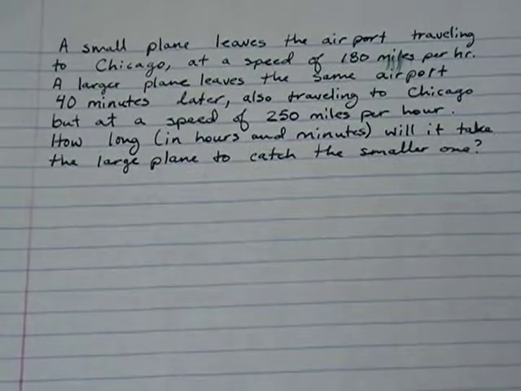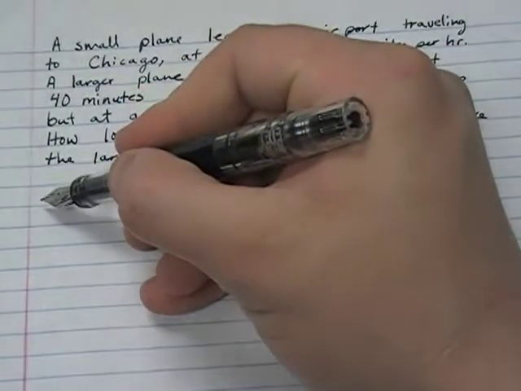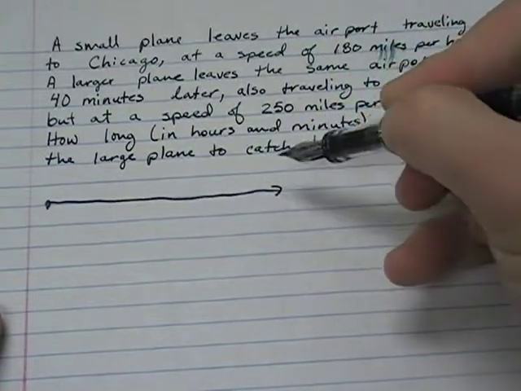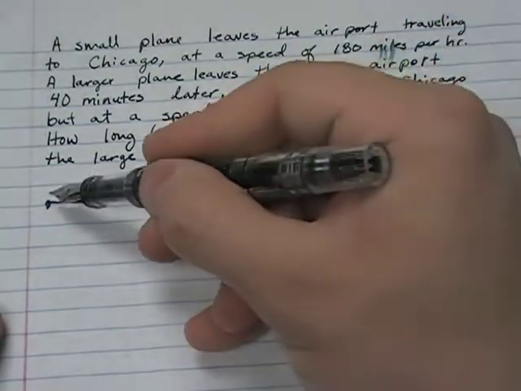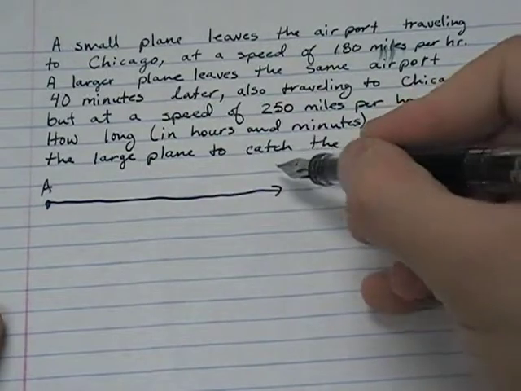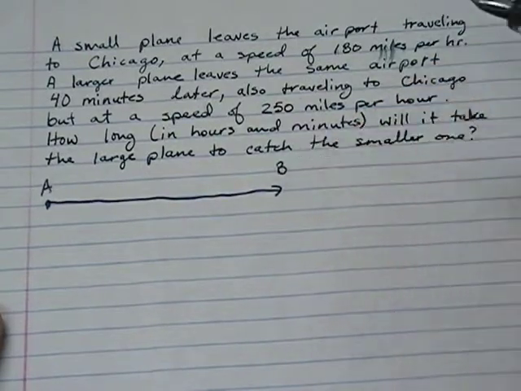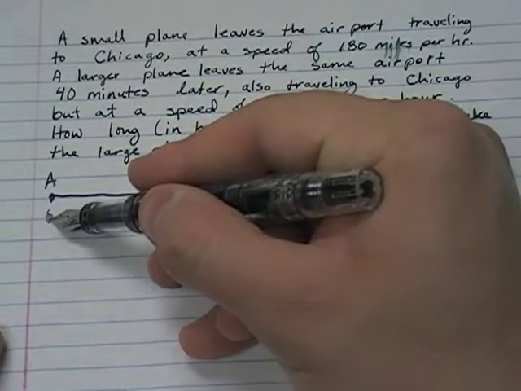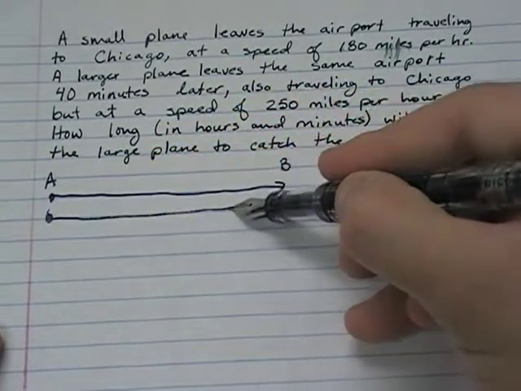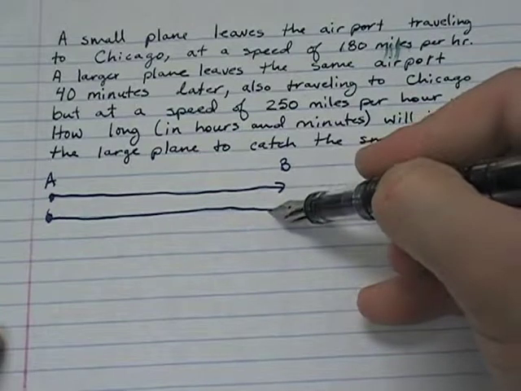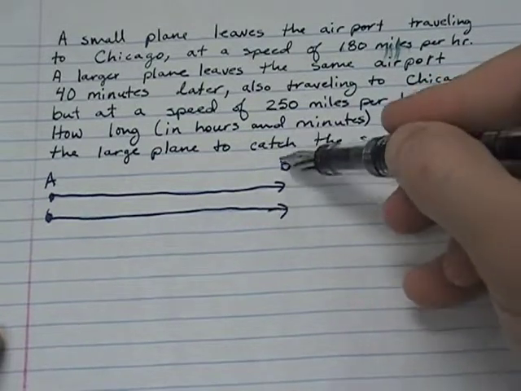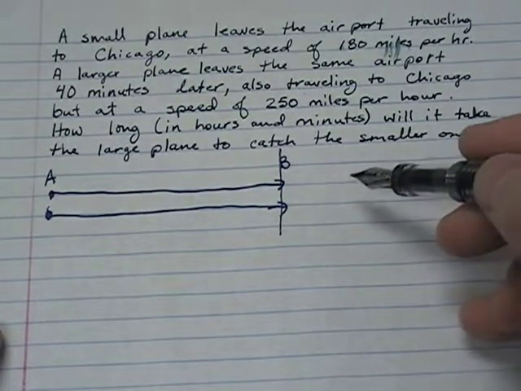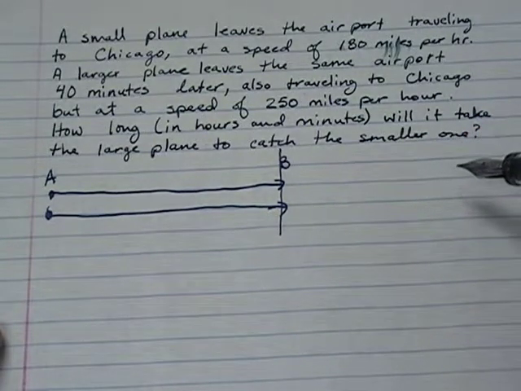Now, the first thing you have to realize is this. If a small plane leaves heading for Chicago, so this is airport A and this is airport B, okay? And a larger plane leaves the same airport and catches this plane. They have traveled the same distance. So the first plane and the last plane have traveled the same distance.